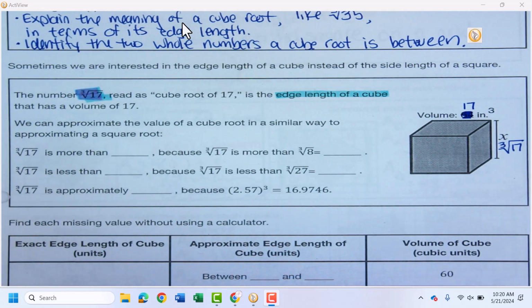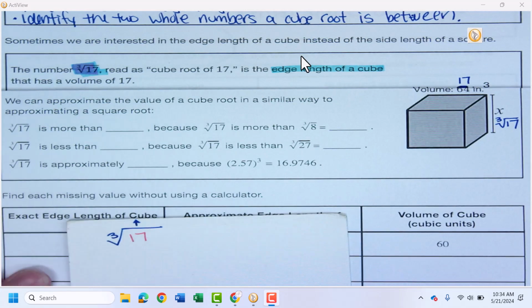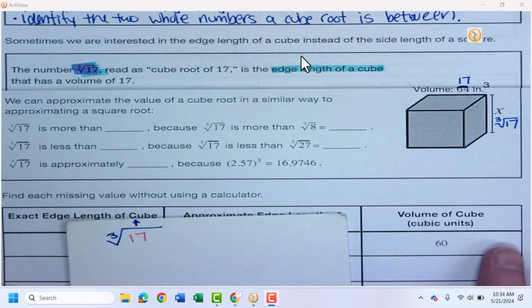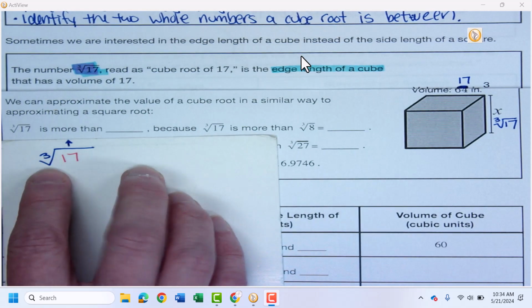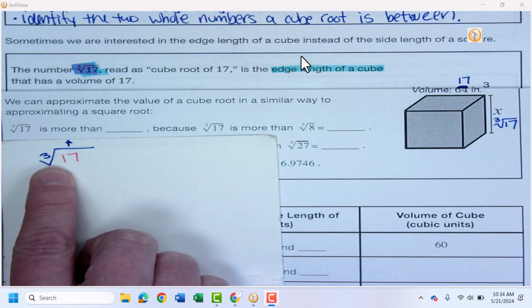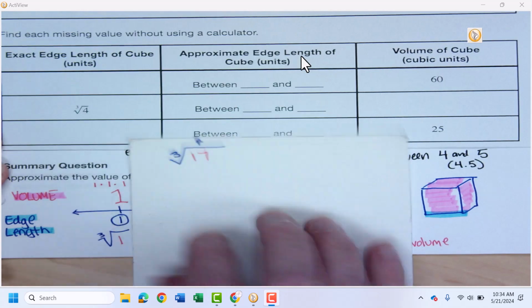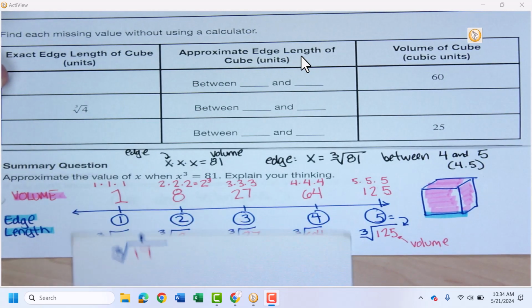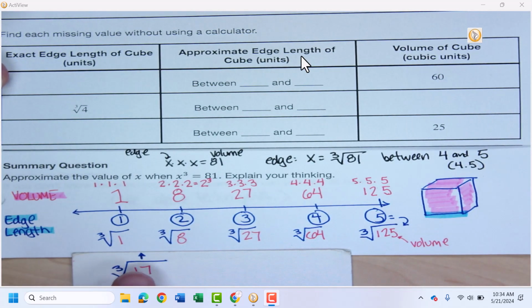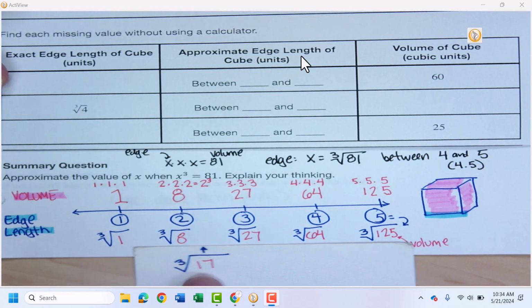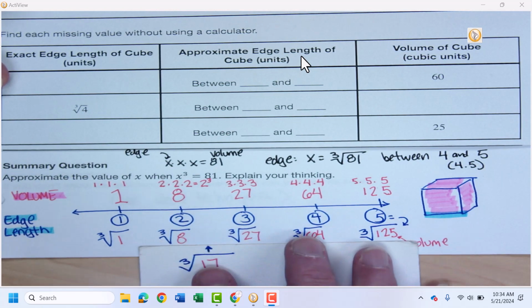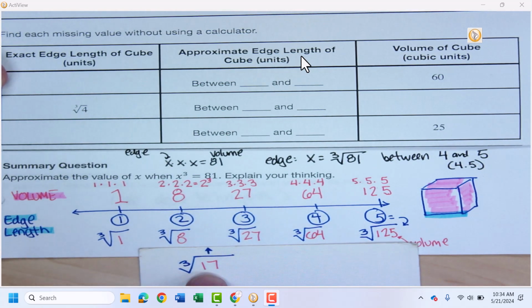So if I'm looking for the cube root of 17, let's come down below to this little number line that we had before. And I can see that the cube root of 17 would have to fall between the cube root of 8 and the cube root of 27. So the cube root of 8 is 2, and the cube root of 27 is 3. So the cube root of 17 must be between those two numbers, between 2 and 3.